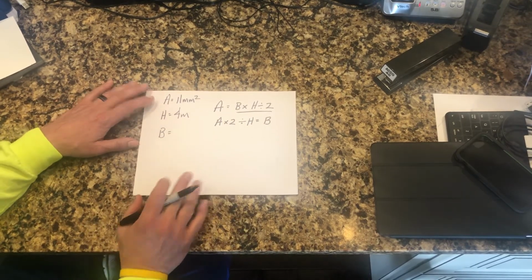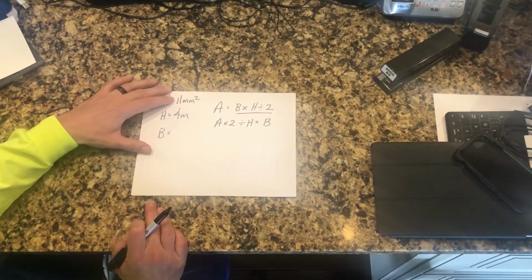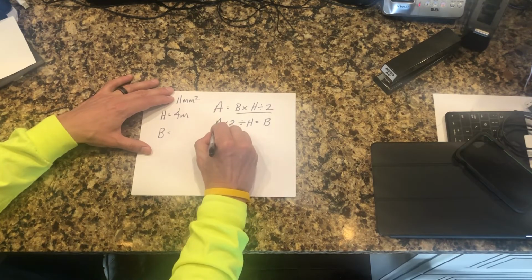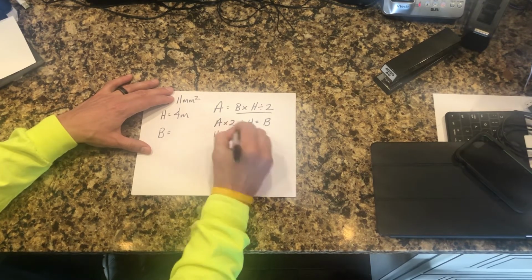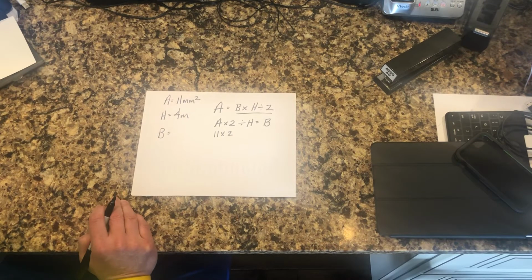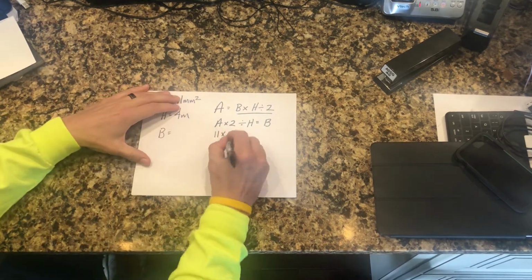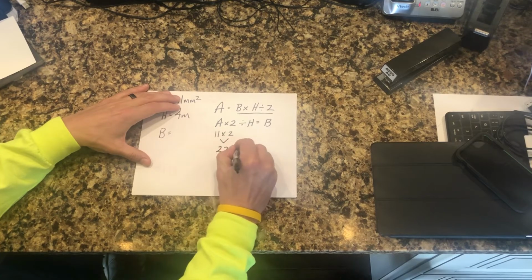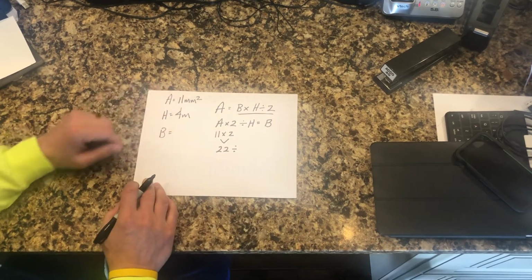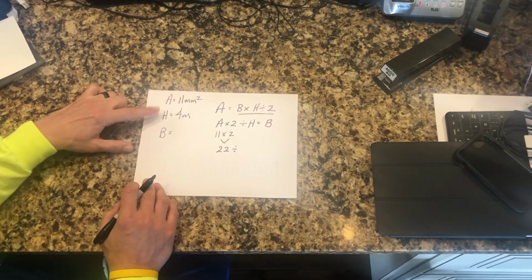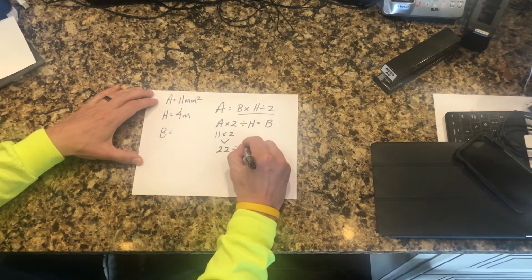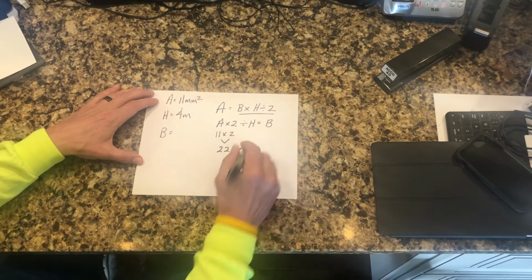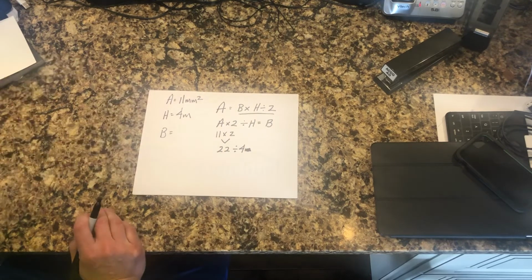So in this particular triangle, the area here is 11 millimeters. So the first thing I'm going to do is take 11 times 2, and 11 times 2 should be 22. And then what I'm going to do is do a little dividing, and the height in this case is 4 meters. So what I'm going to do is I'm going to take 22 divided by 4.